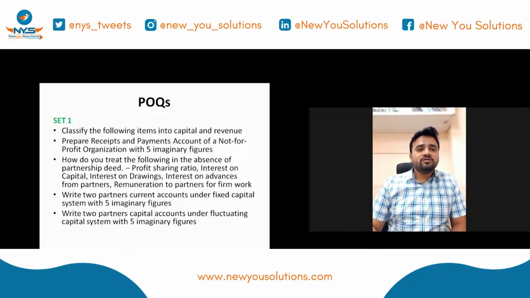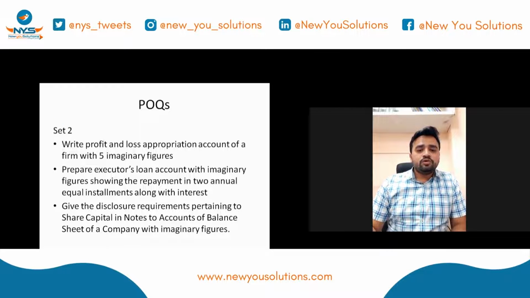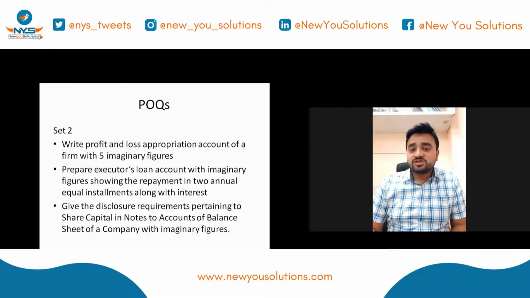Clear? Then set 2, write profit and loss appropriation account of a firm with 5 imaginary figures. So anyway, you're going to prepare a 6-mark question, which is a compulsory one. We'll go to it later. Okay. So P&L appropriation account will be written as an answer in your answer script. Anyway, the same thing you can copy down here again. Then prepare executor loan account with imaginary figures showing the repayment in 2 annual equal installments along with interest.